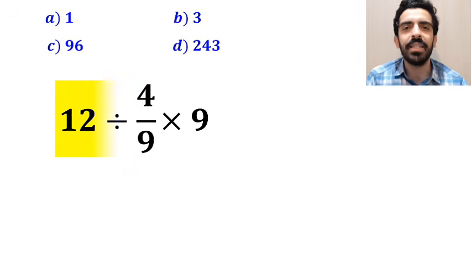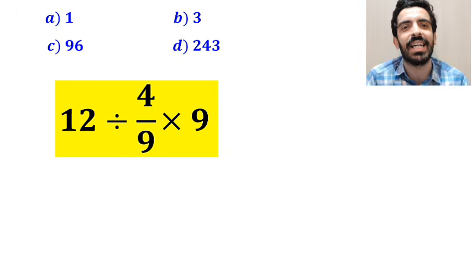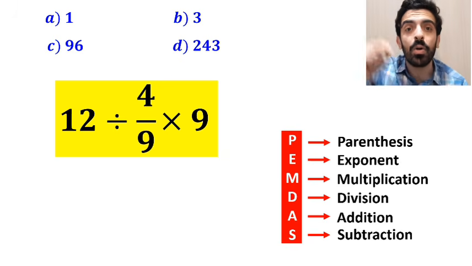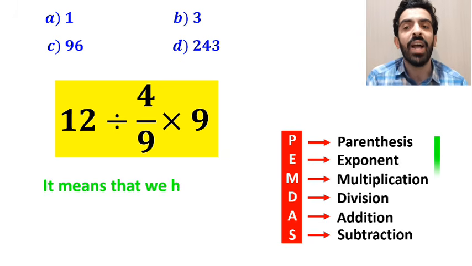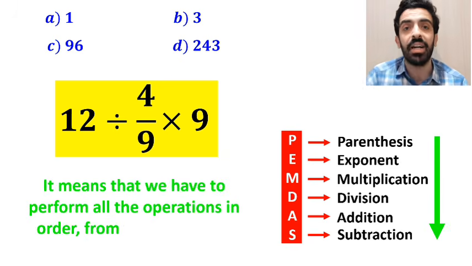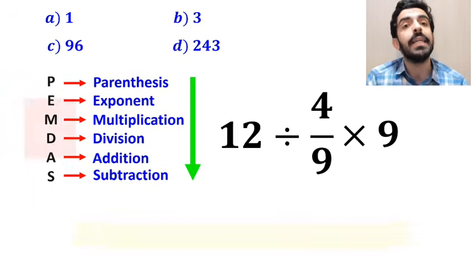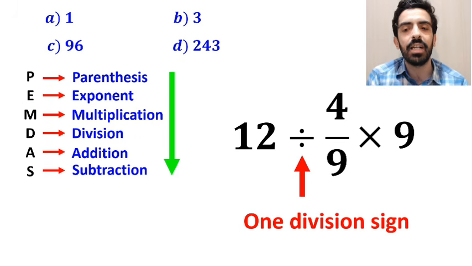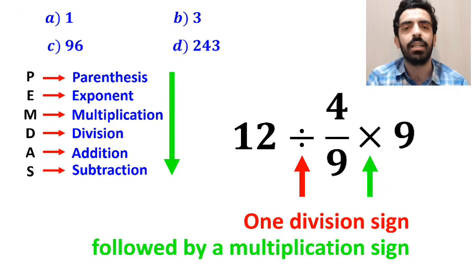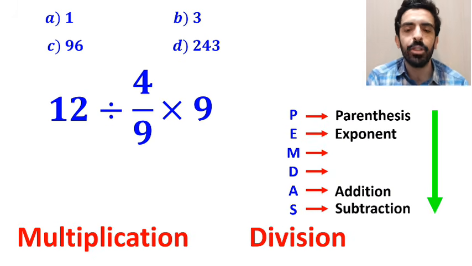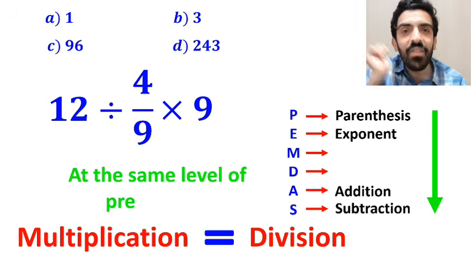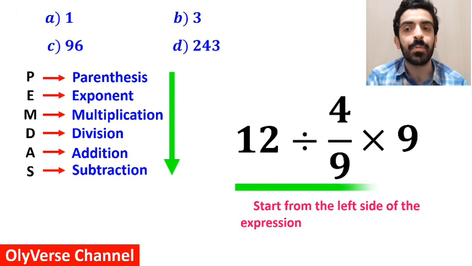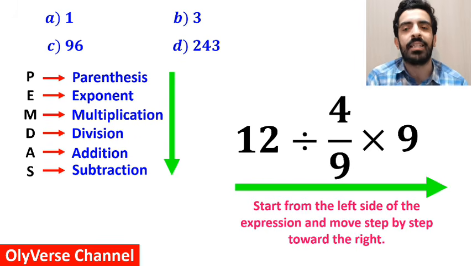Alright, now let me explain step by step how to solve this expression correctly. To solve this question, we need to follow the PEMDAS rule exactly as I've shown on the screen. It means that we have to perform all the operations in order from top to bottom. Alright, as you can see on the screen, in this expression, we have one division sign followed by a multiplication sign. It's very important to note that multiplication and division are at the same level of precedence. In this case, the best thing to do is to start from the left side of the expression and move step by step toward the right.